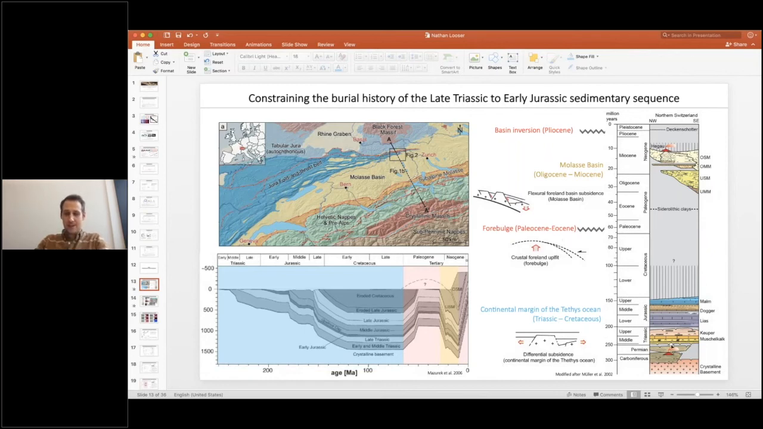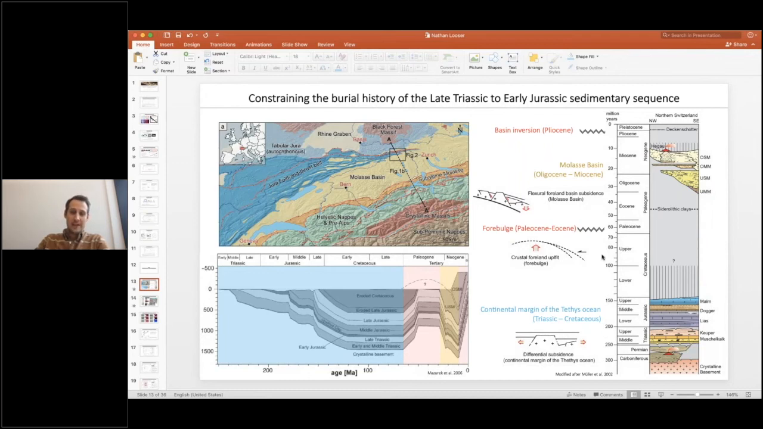Here on the right side, you can see basically what happened during the last 300 million years. During the Mesozoic, there was differential subsidence at the continental margin of the Tethys Ocean, during Triassic to Cretaceous time, leading to a first interval of deep burial during Cretaceous times. Then we basically don't know what happened because there is a huge hiatus.